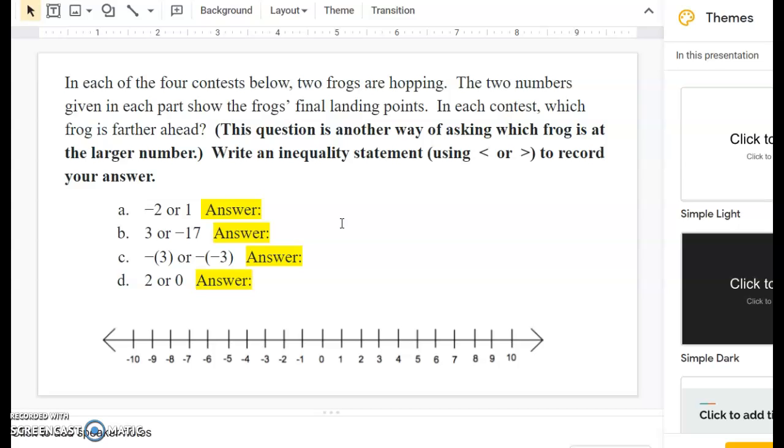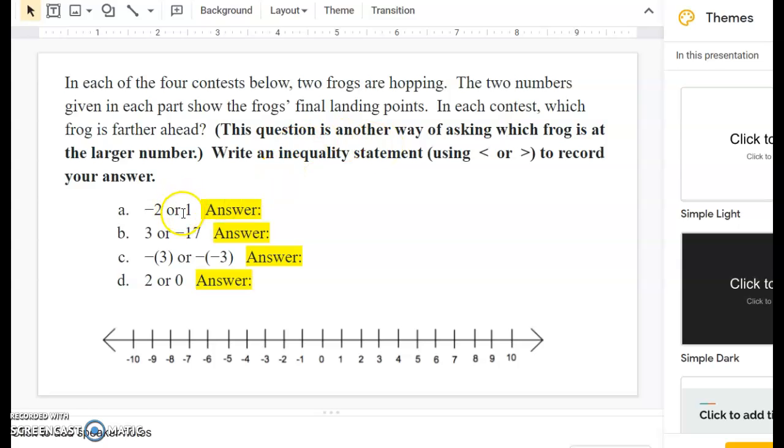So remember, when these frogs are jumping, we're just looking at their ending point. Who got further away for their ending point? So this question is another way of asking which frog is at the larger number. Write an inequality statement using greater than or less than to record your answer.